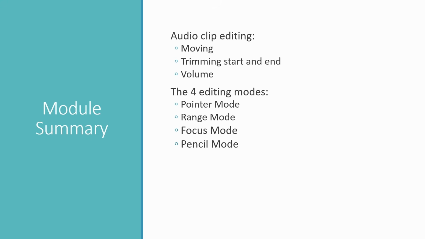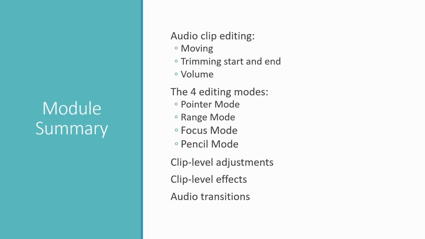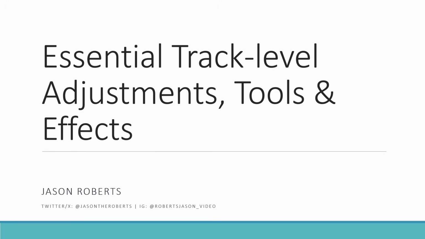The 4th mode is pencil mode. We can use this to draw automation, and we'll use this later in the course. We learned about clip level adjustments, such as adjusting the clip volume or panning, and clip level effects, such as applying an echo effect to a specific single clip. Finally, we saw audio transitions in use, specifically the crossfade, which allows us to smooth out the transition between 2 adjacent audio clips. While clip level adjustments impact individual clips, track level adjustments affect the entire audio track and therefore affect any clips that are placed on that track.